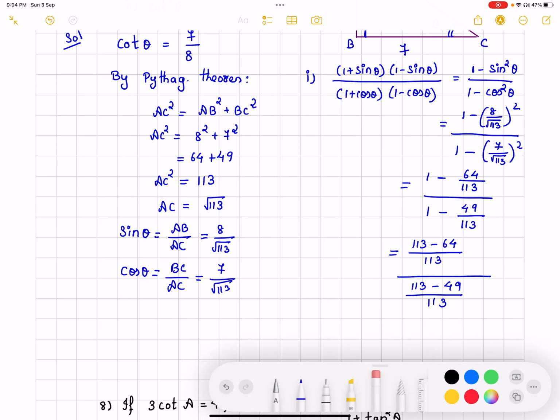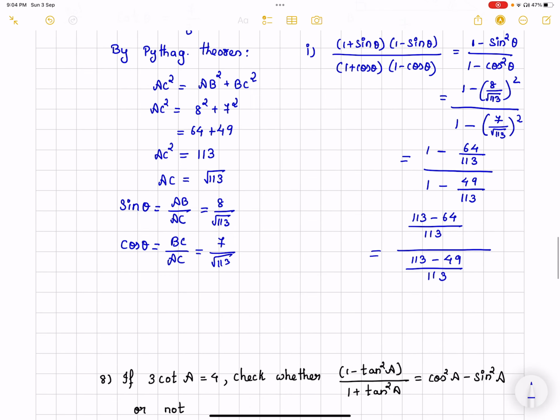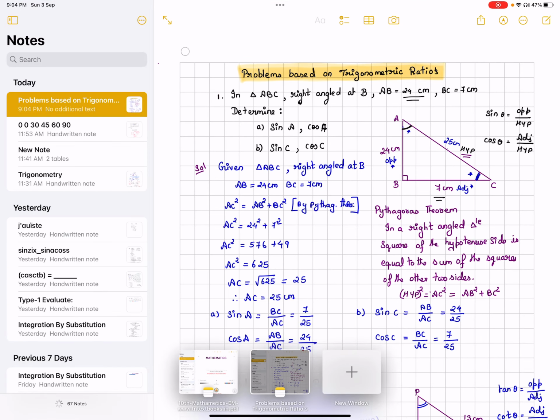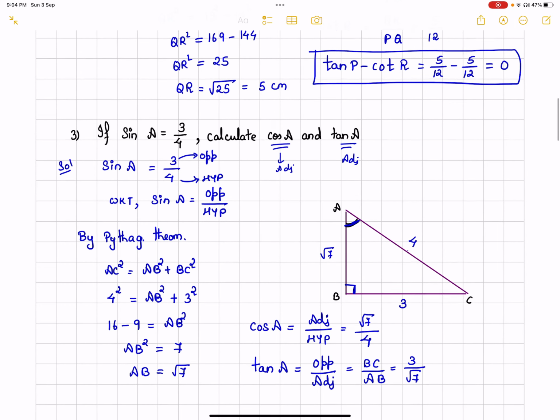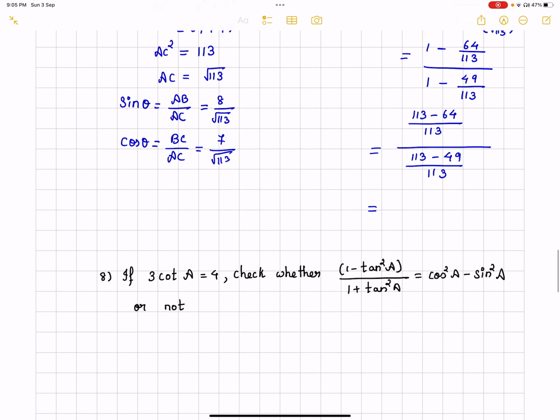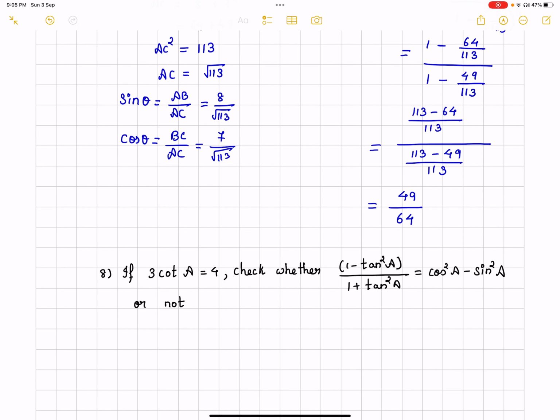So now here we have 113 both getting cancelled. So we would be getting 113 minus 64, which is equal to 49. It's going to be equal to 49 divided by 64. We found out one part of our problem, the first subdivision. We will move on with the second subdivision now.